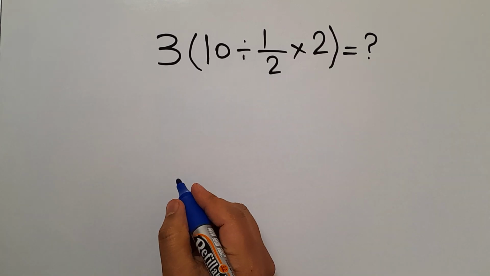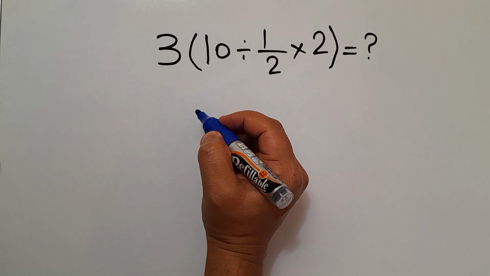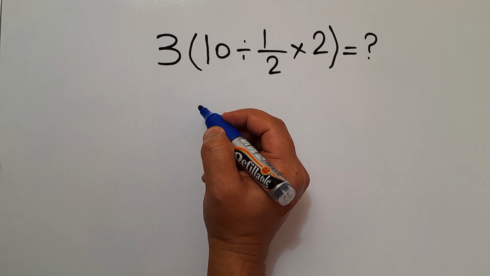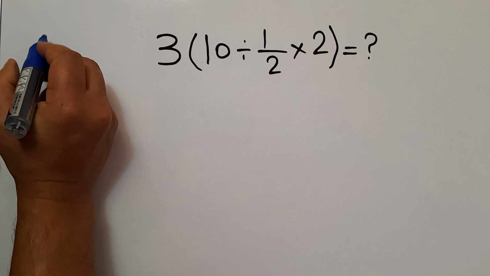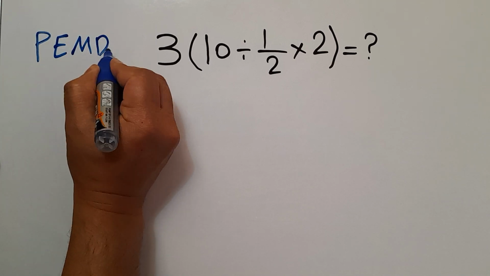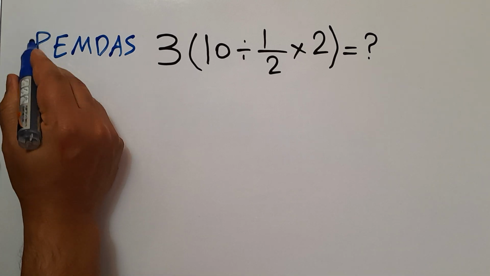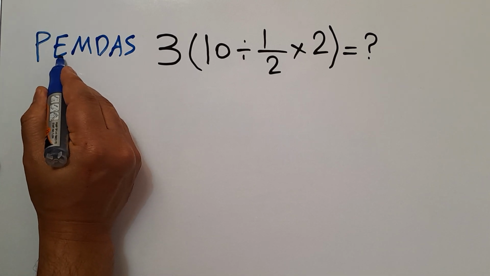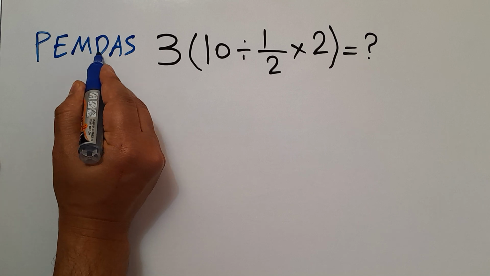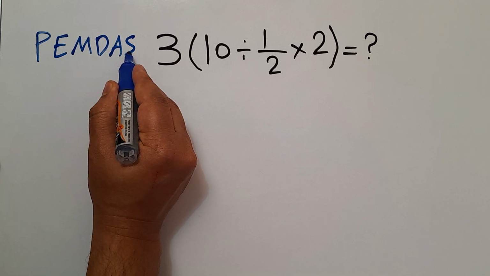The correct path, according to the order of operations, which is PEMDAS: we first do parentheses, then exponents, then multiplication and division, and finally addition and subtraction.